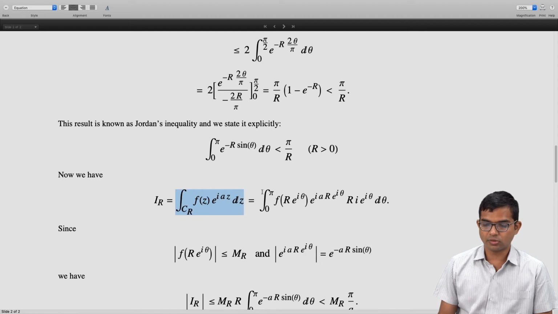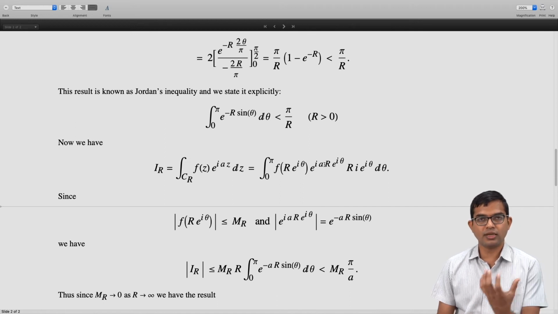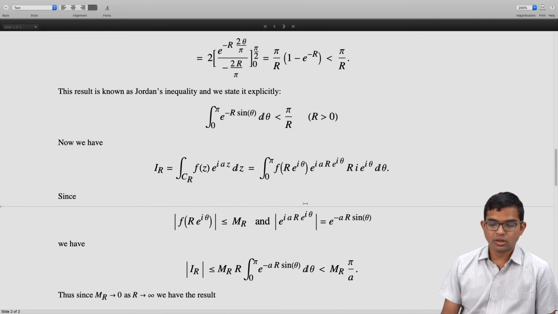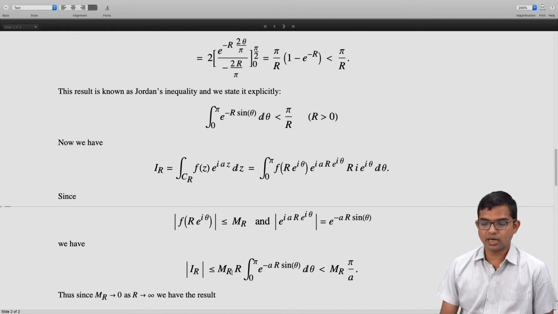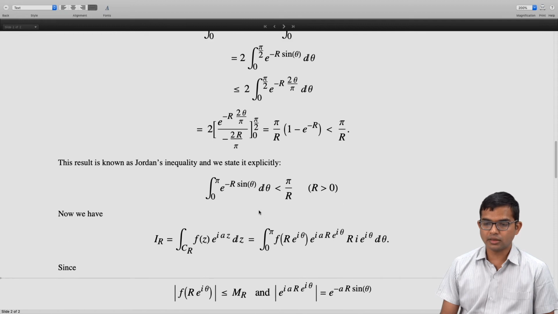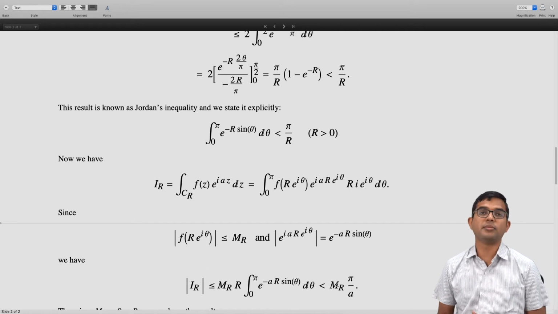So basically, if I take the modulus of this integral, then we argue that the modulus of this integral must be less than or equal to, pulling out the moduli of the integrand outside, right? This is somewhat like the triangle inequality generalized to integrals. So you can pull out M_R, R also comes out, and this quantity is e to the minus a R sin theta d theta. We have already seen that Jordan's inequality will just give us pi by a R, and R will cancel with this, so we are left with M_R times pi by a, right?